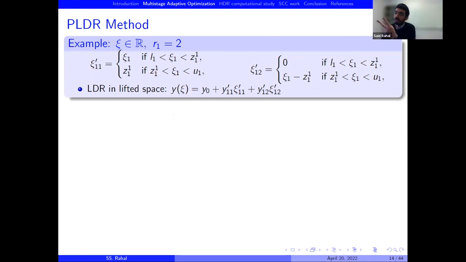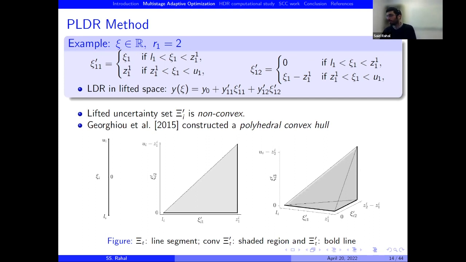We have two lifted elements, C11 prime and C12 prime. C11 prime is proportional to C1, the original uncertainty, in the first linear segment, while C12 prime is proportional to C1 in the second linear segment. That's how the LDR in the lifted space gives you a piecewise linear decision rule with two linear pieces in the original space. Here we had a small issue: the exact lifted uncertainty set is not convex. So Georgio proposed a polyhedral convex hull.